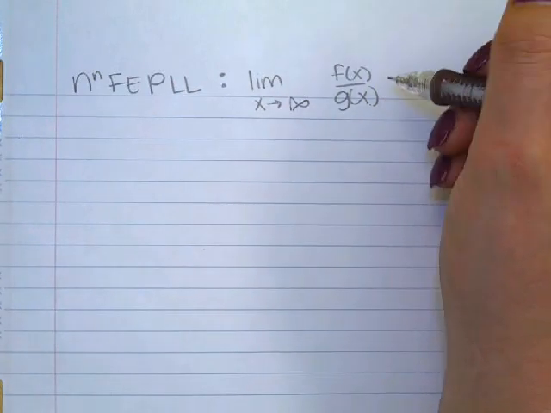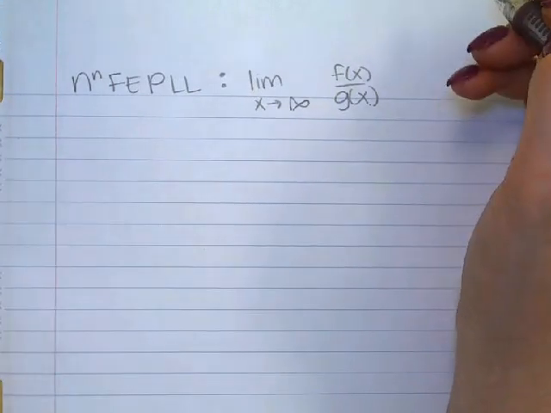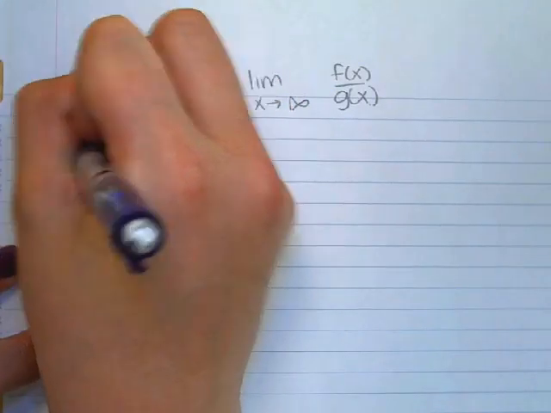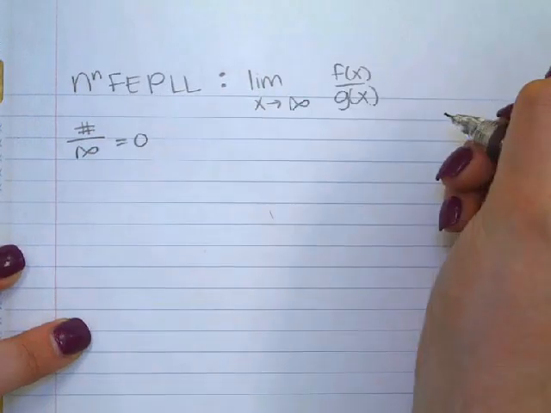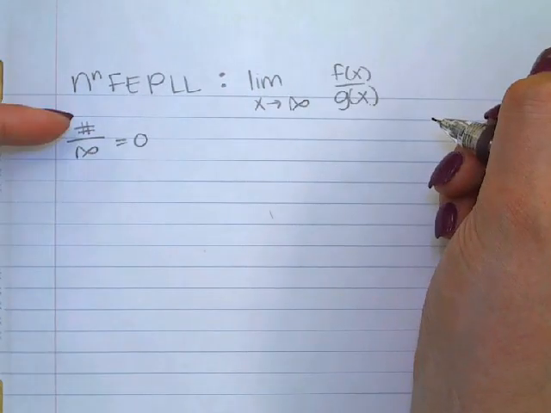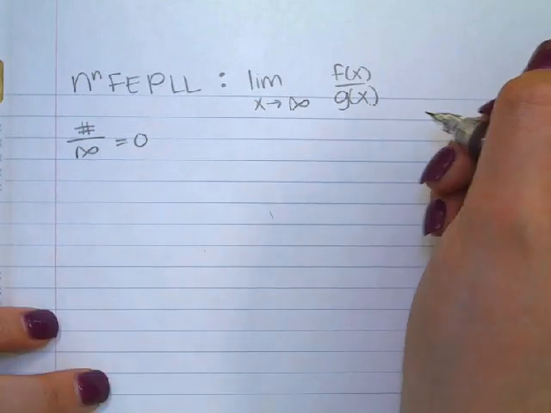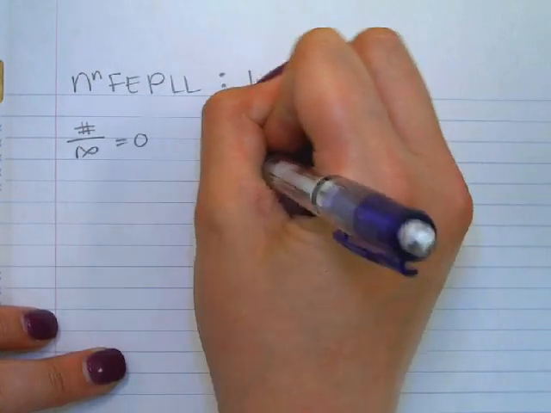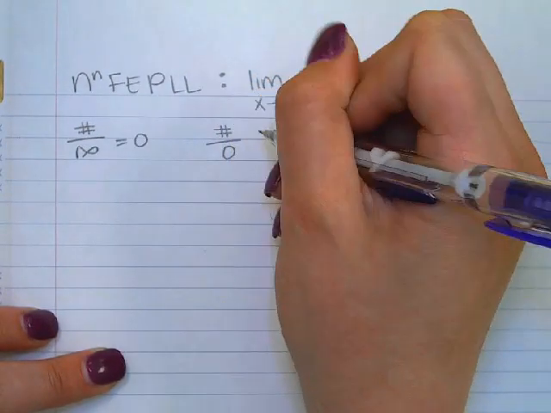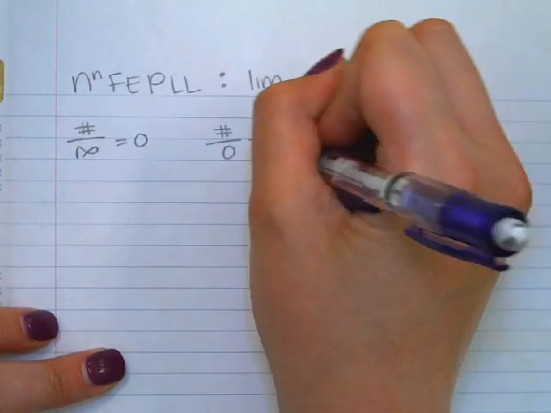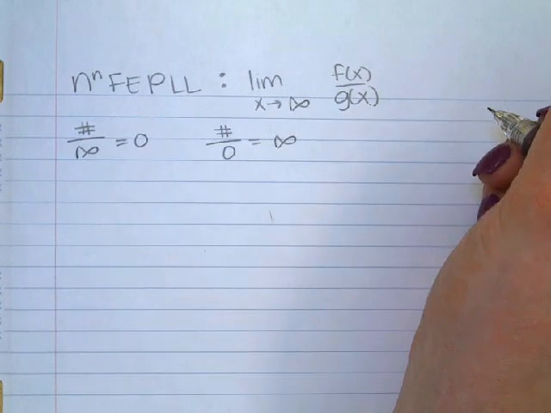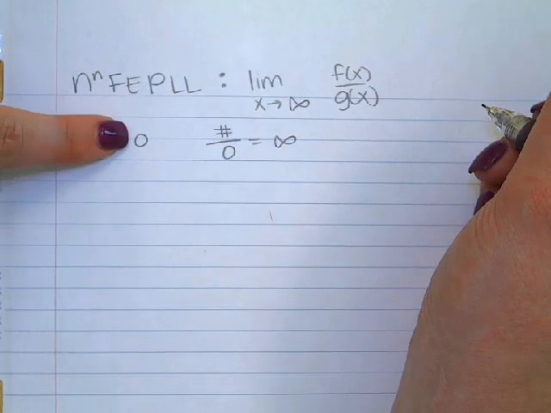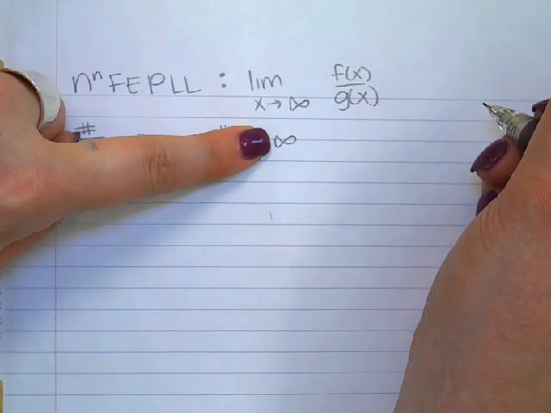And what I mean by win is which is growing fastest, the top or the bottom. So when we were talking through asymptotes and from what we've done with limits so far, we have learned that if you have some sort of number over infinity, that is like a numeric approximation for zero, or a smaller infinity over a bigger infinity, that's going to equal zero. And we've also learned that if you have some number divided by zero, or something big divided by zero, or something big divided by something smaller, then that equals infinity. And so what we're doing with n to the n FEPLL is we're trying to see if the bottom wins and our result should be zero, or if the top wins and our result should be infinity, right?